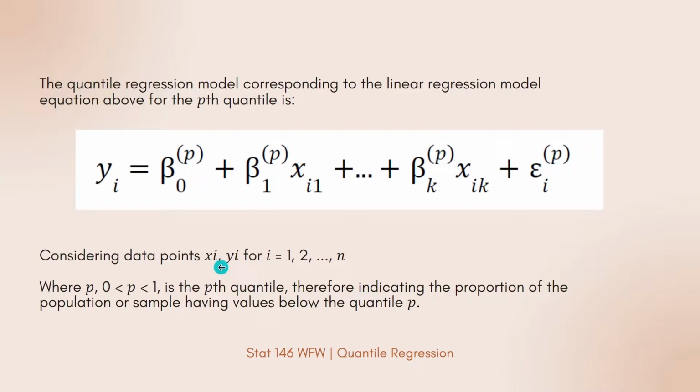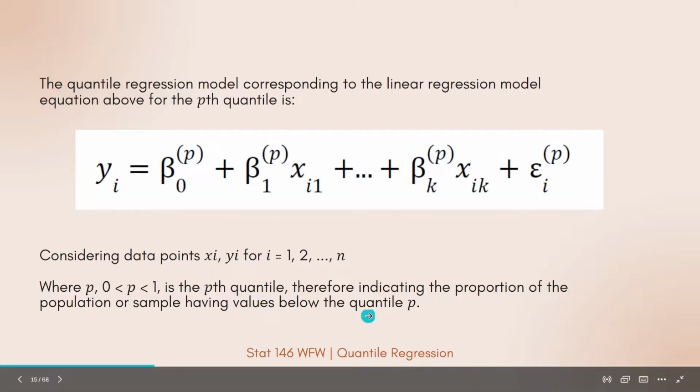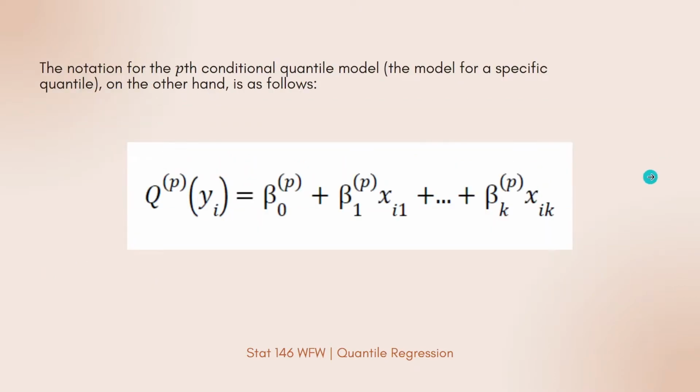Considering data points x sub i, y sub i, for i equals 1, 2, up to n, however many observations you have, where p, which is between 0 and 1, is the pth quantile, therefore indicating the proportion of the population or sample having values below the quantile p.